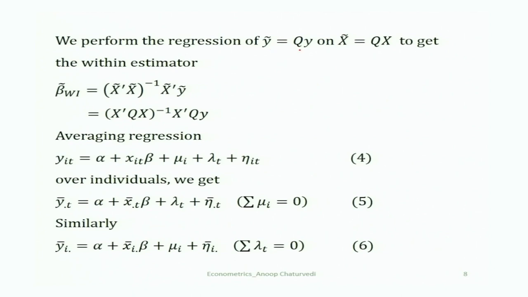Then we perform the regression of y curl equal to Q y on x curl equal to Q x to get the within estimator. So, our approach is the same as that for the one way error component model. Just there is a difference in defining the matrix Q, because you have to take care of both mu_i and lambda_t's now. So, you get this within estimator beta curl WI equal to (x curl transpose x curl) inverse x curl transpose y curl, which is equal to (x transpose Q x) inverse x transpose Q y. You can easily verify that this Q is an idempotent matrix. So, that is why when we substitute x curl equal to Q x here, we get this expression.